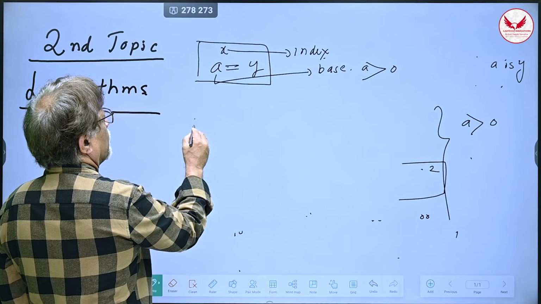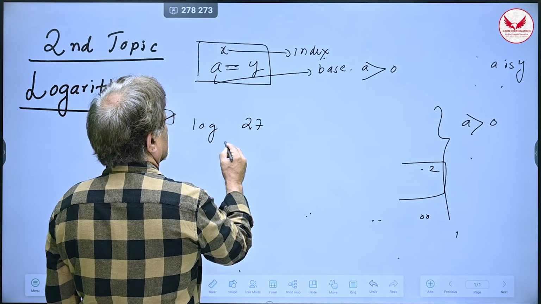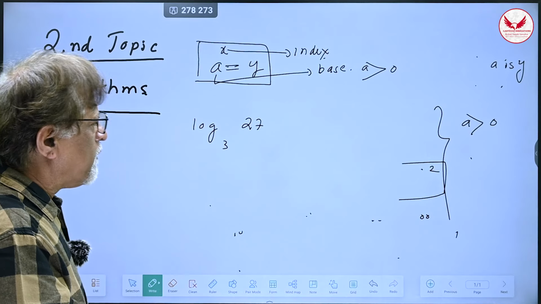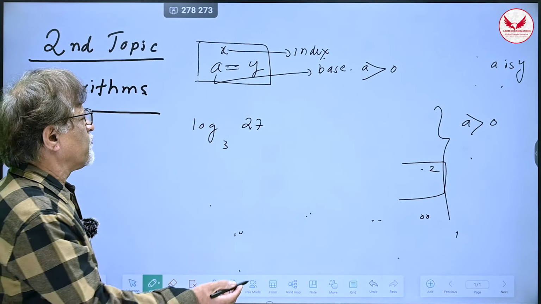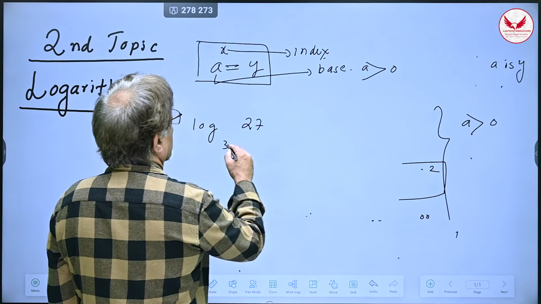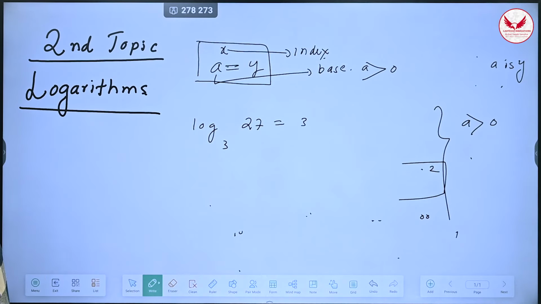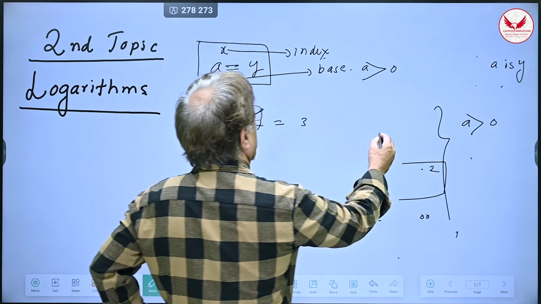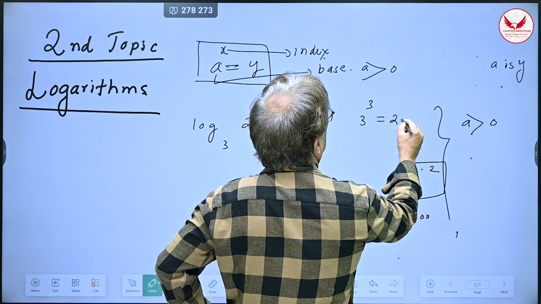Suppose I write here log of 27 to the base 3. What am I asking you? I am asking you which power of 3 is 27. A little bit of calculation will tell you 3 square is 9, 3 cube is what? 27. So which power of 3 is 27? It is 3. Correct? Now if I want to remove this logarithmic notation and go to the normal notation, what I am saying is 3 raised to 3 is equal to 27.